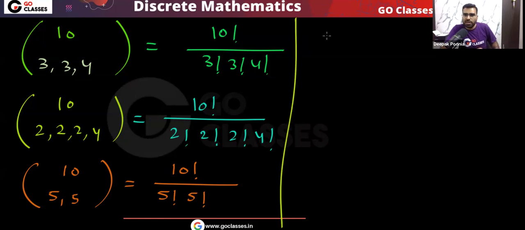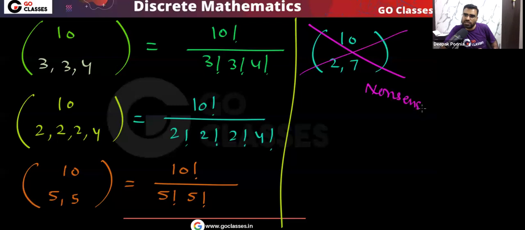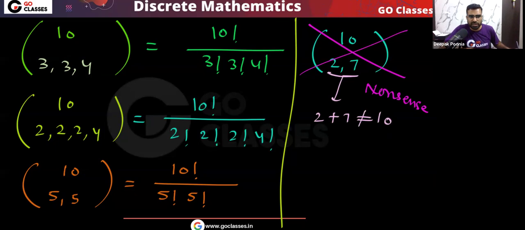Very simple. But remember, if you write like this, 10, okay, 2 comma 7, now this is wrong. Now this is nonsense. Why is this nonsense? Let me know. What is the reason? The reason is that this total is not equal to 10. 2 plus 7 is not equal to 10. The total must be equal to 10.